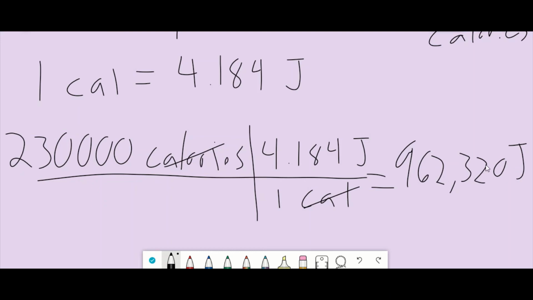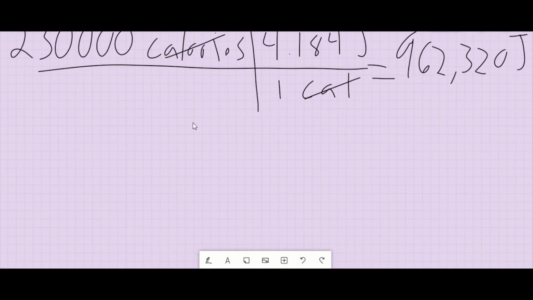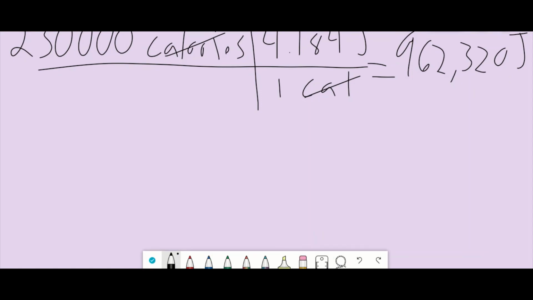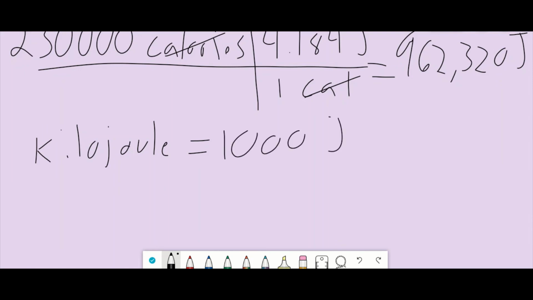It's just that a joule is actually a pretty small magnitude when you think about everything. So a simpler way you can put it is to call it a kilojoule, or kJ. If you think about the prefix kilo, 1 kilojoule is equal to 1,000 joules. So if we want to get from 962,320 joules to kilojoules, we have to divide by 1,000.